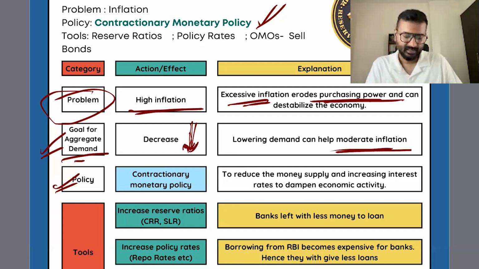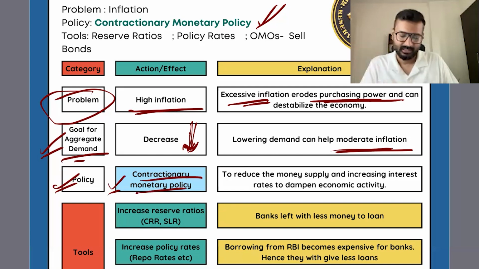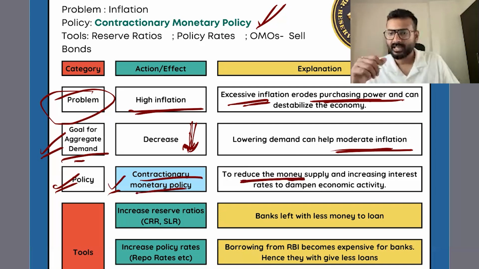What is the policy? Now RBI will adopt a contractionary monetary policy to reduce the money supply in the economy so that the demand decreases. Once demand decreases, inflation will also decrease.